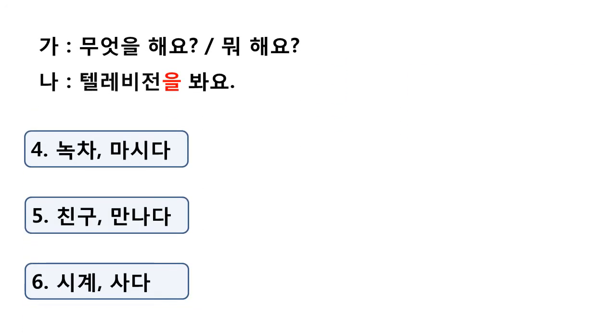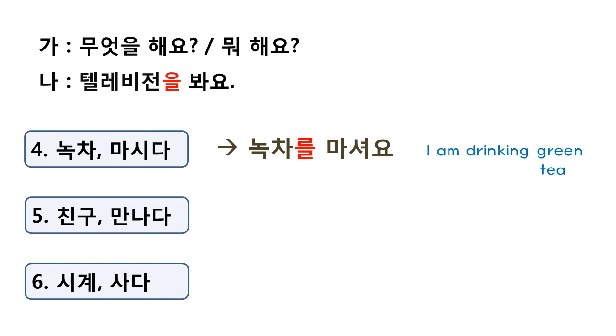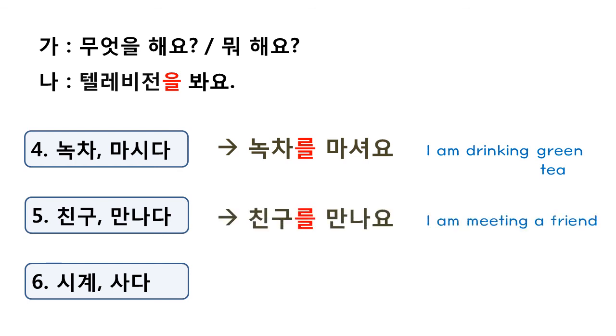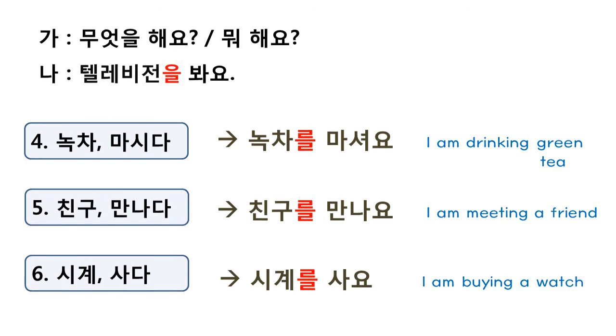Okay, some more examples. 녹차, green tea, 마시다, to drink. So how do we make a sentence? 녹차를 마셔요. 친구, friend, 만나다, to meet. How do we make this sentence? 친구를 만나요. Great, and now we have 시계 is watch, and 사다 is buy. 시계를 사요. I am buying a watch.